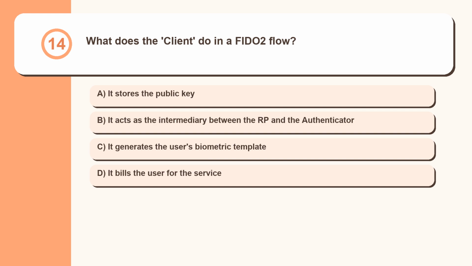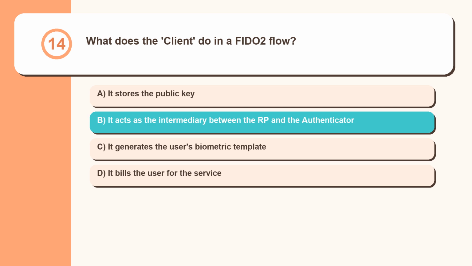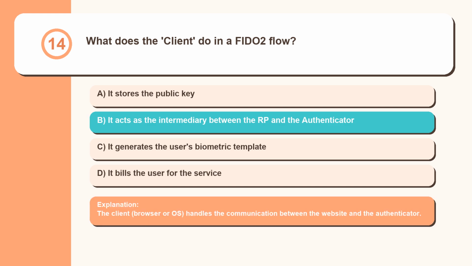Question 14. What does the client do in a FIDO2 flow? It stores the public key. It acts as the intermediary between the RP and the authenticator. It generates the user's biometric template. It bills the user for the service. The client, browser or OS, handles the communication between the website and the authenticator.